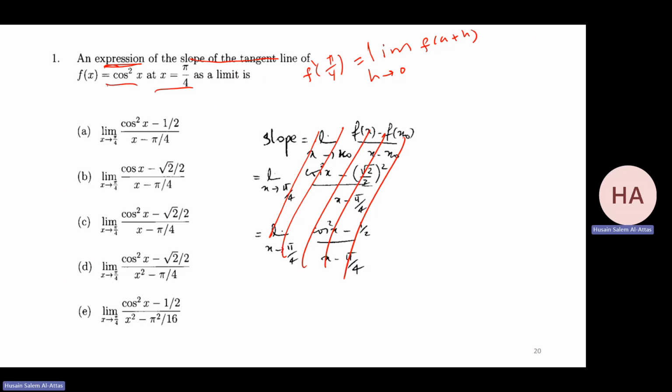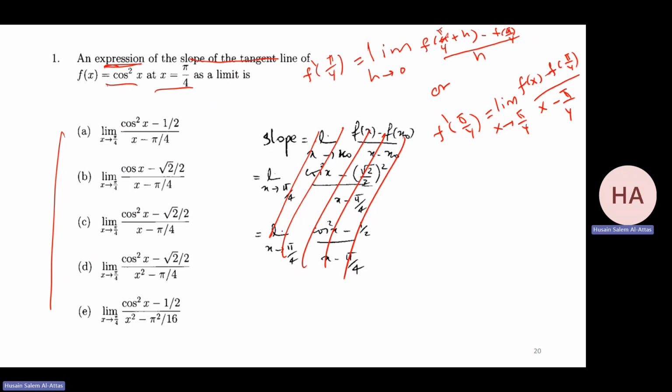What is the limit of this over h? Or I have the other expression, which is the limit x goes to pi over 4 of f of x minus f of pi over 4, over x minus pi over 4. Here I can make a pi over 4. If you look at the answers, which definition am I using? For sure, I'm using this definition. So I will do this for this function.